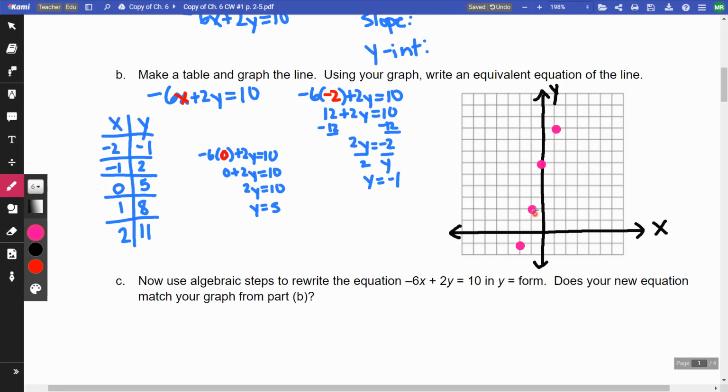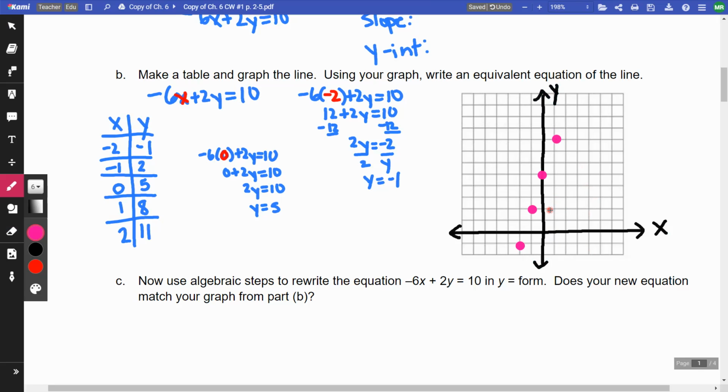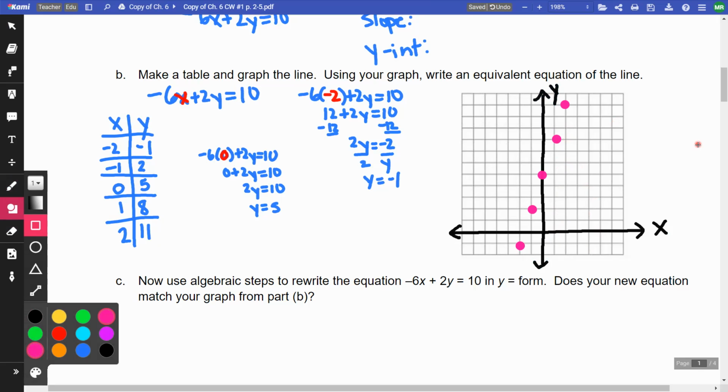And let's see, -1, 1, 2, 3, 4. Oops, I think I'm off on this one. Sorry. Let me just move this one down here and this one here. Let me just double check. 1, 2, 3, 4, 5. Okay. And 1, 2, 3, 4, 5, 6, 7, 8. Okay. So then my last one, 2, 11. So that's 8, 9, 10, 11. And then I'm going to draw a line through these. And let me just adjust it.